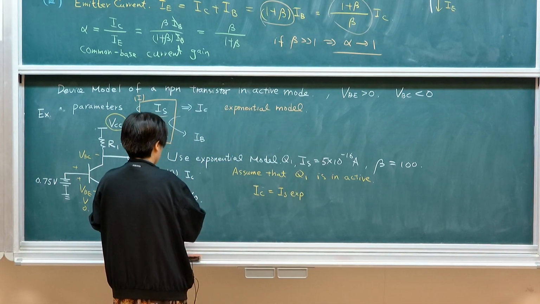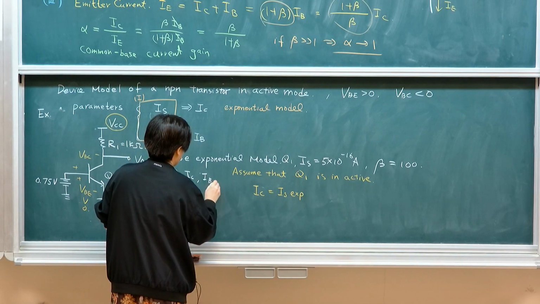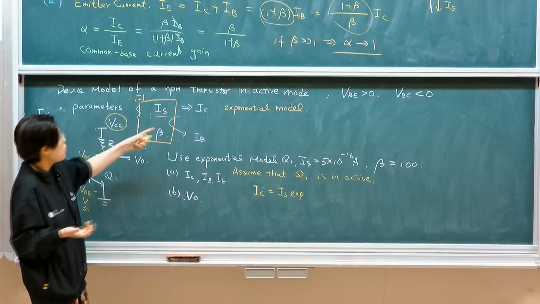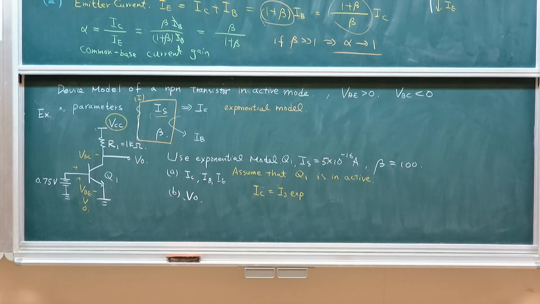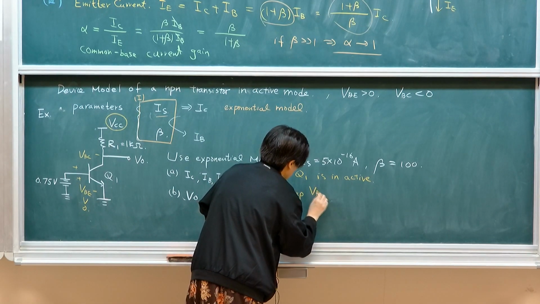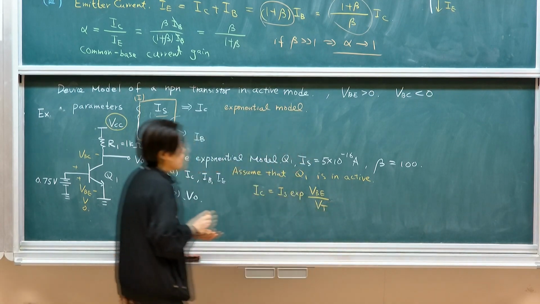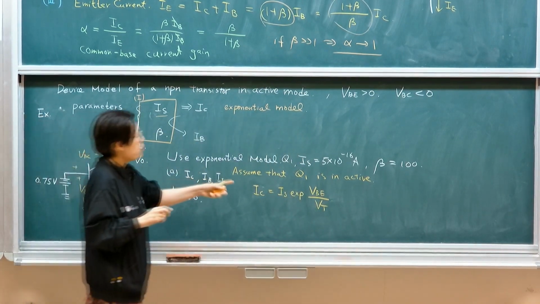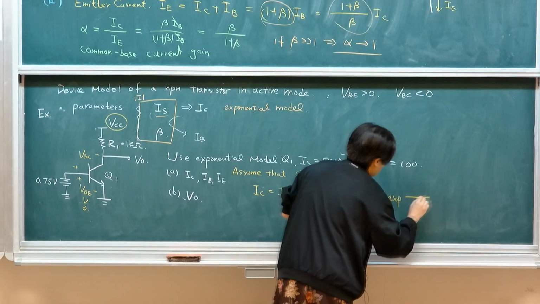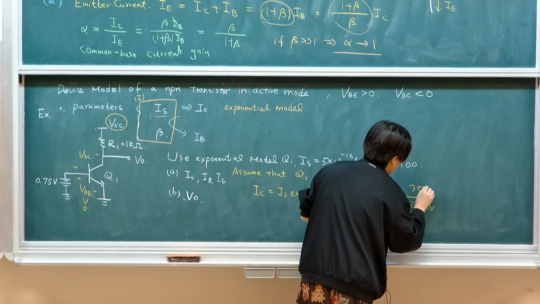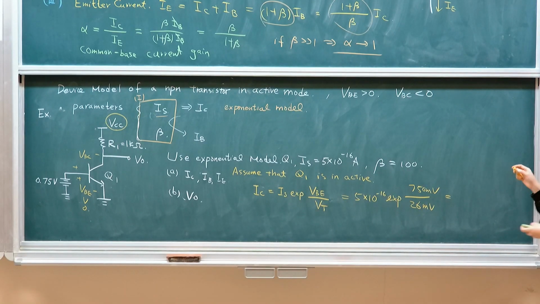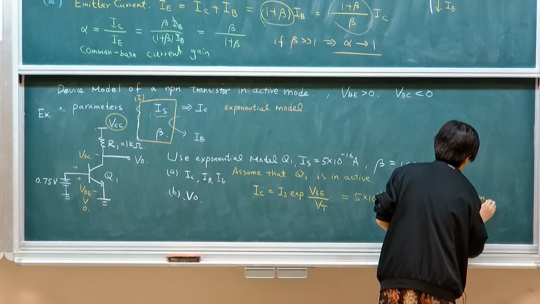I need to find all three terminals: IC, IB, and IE. First we find out the collector. You start with the collector because we know the collector current equation right here. This will be IS times e to the VBE divided by VT. Based on this, you just simply plug in the numbers. This will be 5 times 10 to the minus 16, 26 millivolts, 750 millivolts. Once you plug in the numbers, this will be 1.7 milliamp.